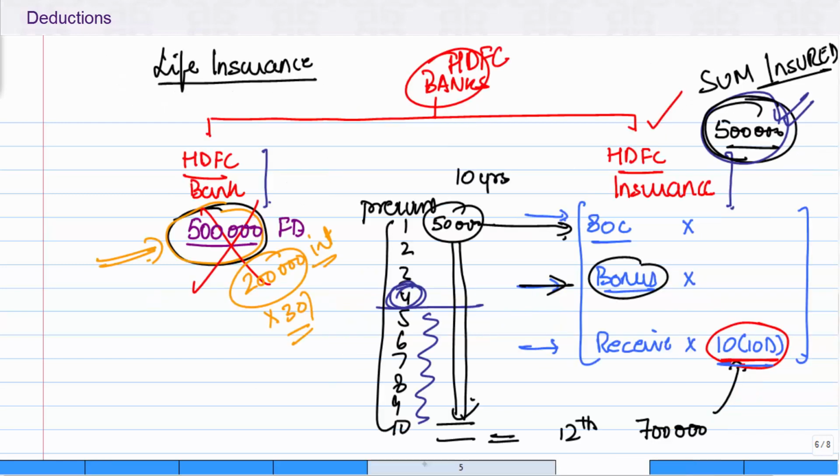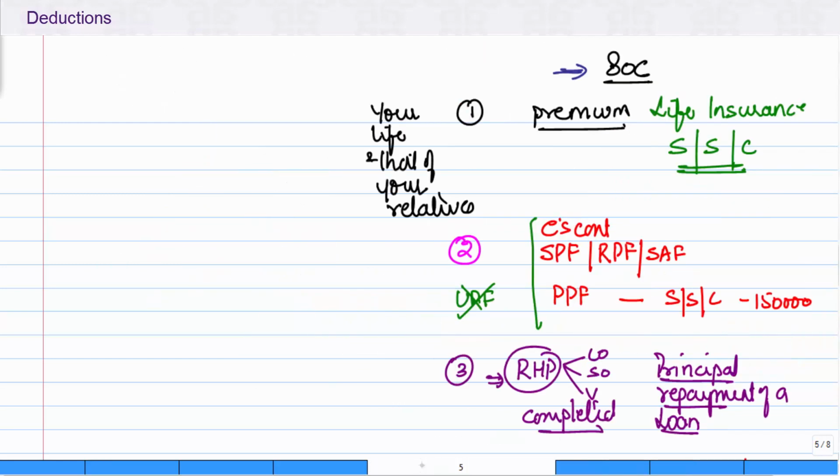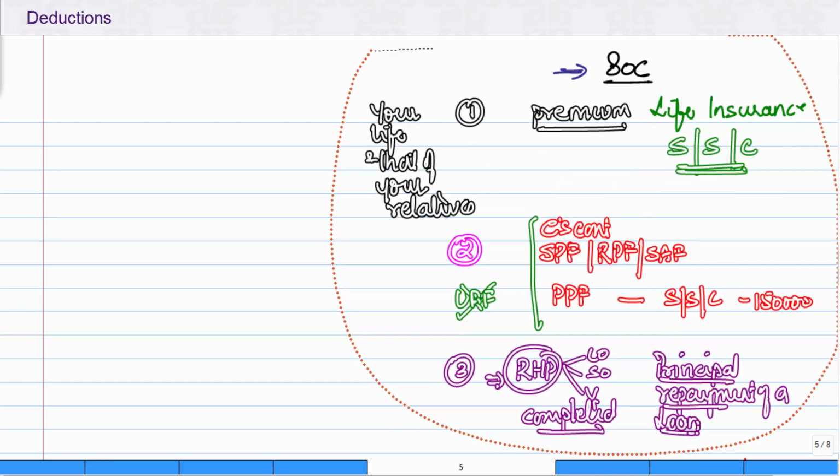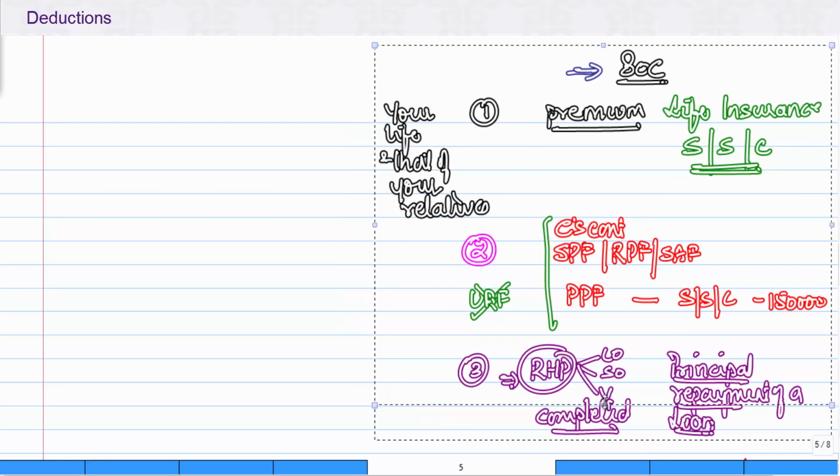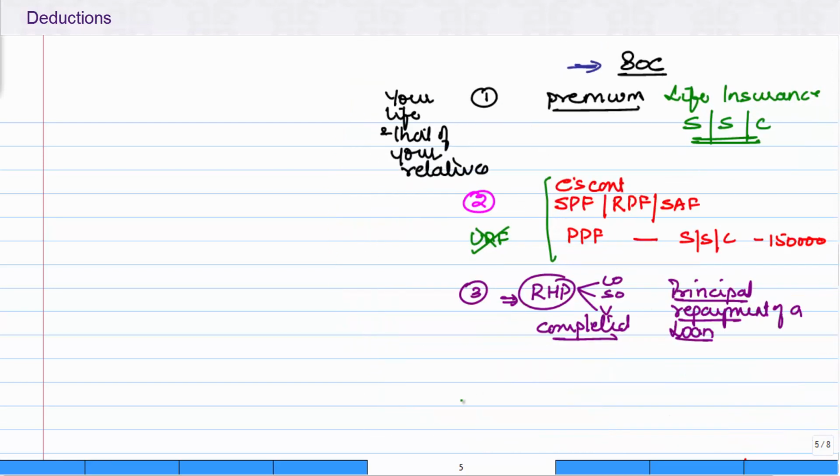So we come back. We've covered 3 parts. We've said life insurance, funds, we've talked about a residential house property, and then of course education of children. So 4th is tuition fees.